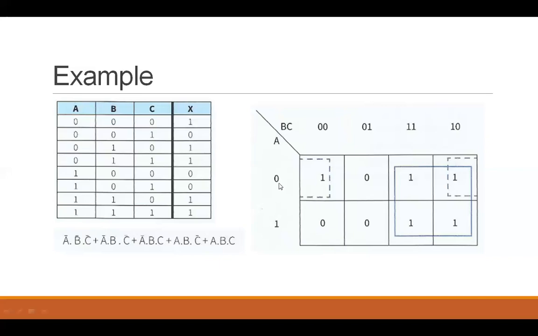Again, I'm having A on my y-axis and BC on my x-axis. So A is 0, 1 and BC is 0 0, 0 1, 1 1 and 1 0. The first one is signifying B and the second one is signifying C. So this 0 0 means B inverse, C inverse. This 0 1 means B inverse, C. This 1 1 means BC and this 1 0 means B, C inverse. If you see this A here, the 0 means A inverse and the 1 means A.